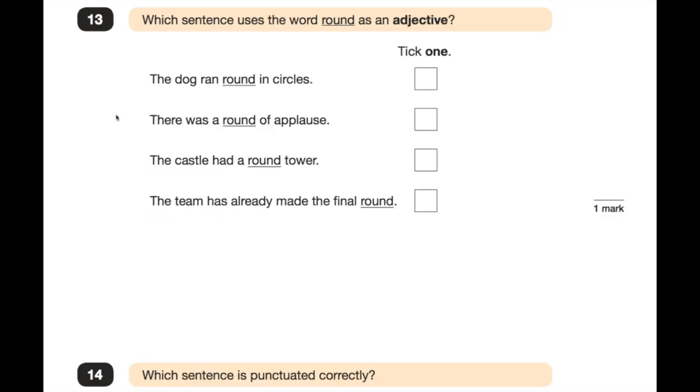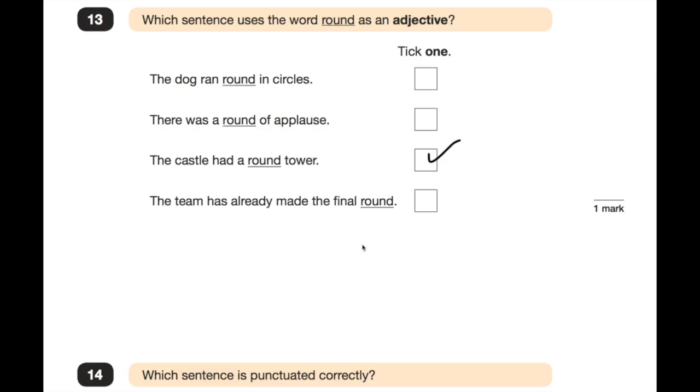Number 13 is checking your knowledge of what an adjective is, and you should know that an adjective is a describing word. It gives a bit of extra information to the nouns. Which sentence uses round as an adjective? So which sentence has the word round that describes a noun? And if we look here, this third one down, the castle had a round tower. The tower is the noun, and this is describing the tower. It's round, therefore it is the adjective.